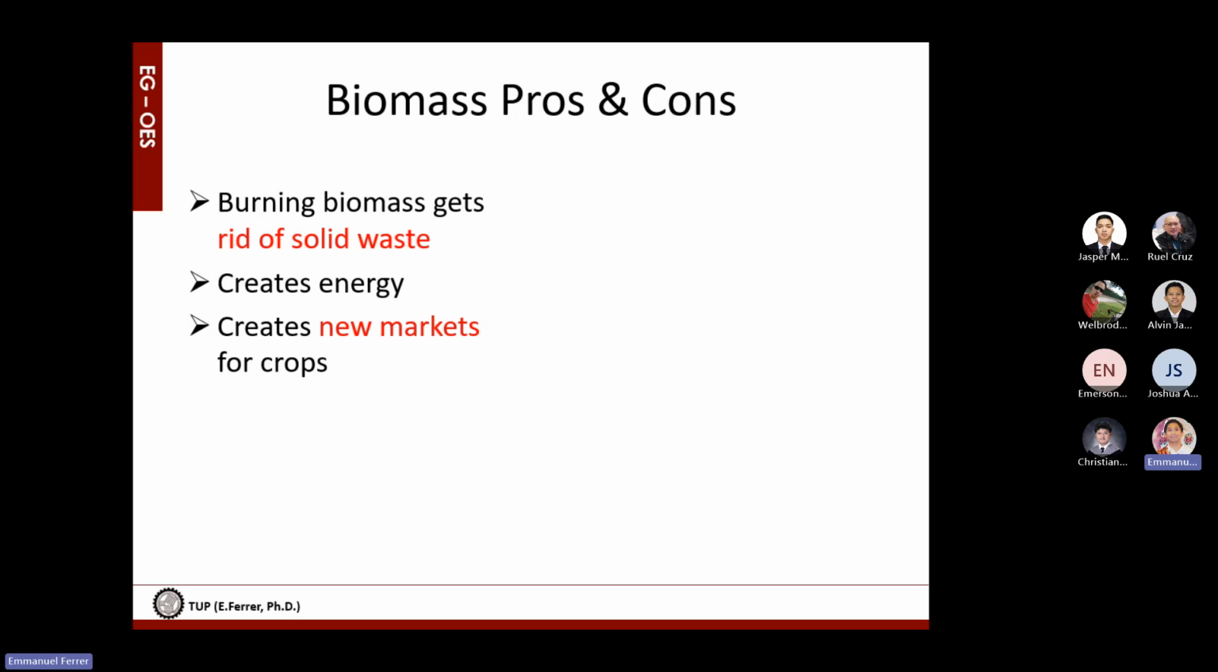It creates energy and creates new markets for crops. We have what are called energy crops, solely for power generation, solely for fuel. We have such energy crops, especially in other countries. They really cultivate those for biomass energy.